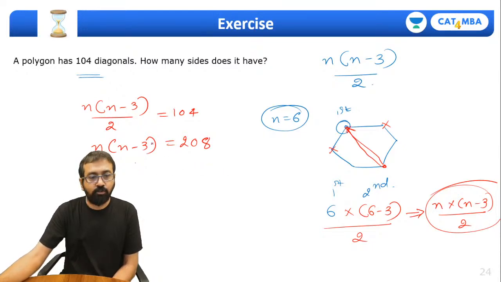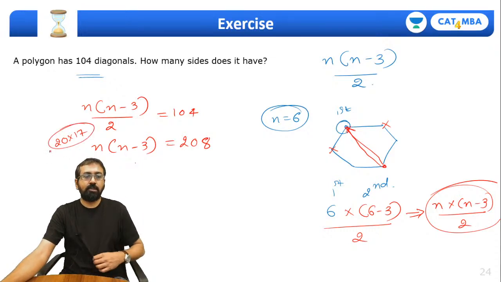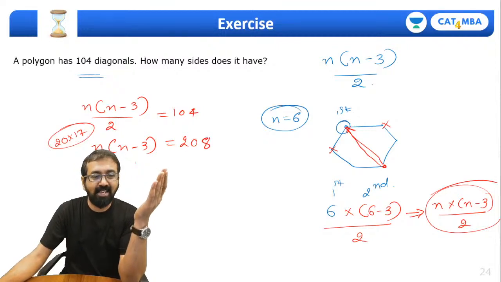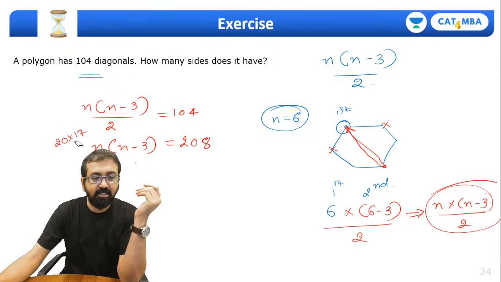Okay, right. So we'll have to try for some other numbers. What if I take n as 20? Let's take n as 20. So what will be the next number? 17, correct? What is 20 into 17? It will be more than 300, isn't it? So of course we can't take this large value.